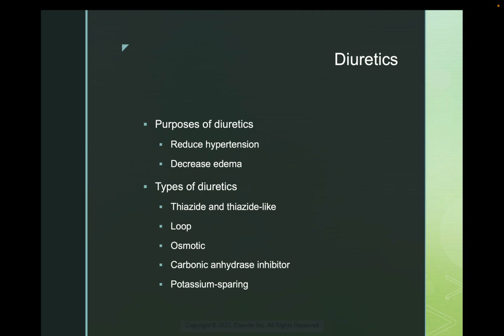So the majority of the reason we give diuretics is to reduce hypertension and decrease edema. Those are the two main purposes of diuretics. So when we talk about the types of diuretics, everything listed here is a different type: thiazide and thiazide-like, loop diuretics, osmotic diuretics, carbonic anhydrase inhibitors, and potassium sparing. And these work on different parts of the kidneys to diurese your patient.